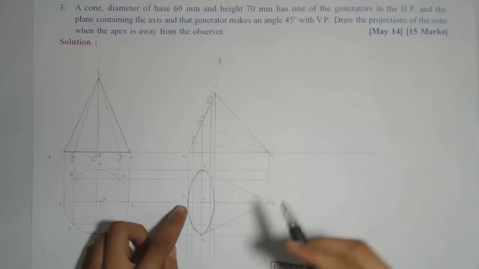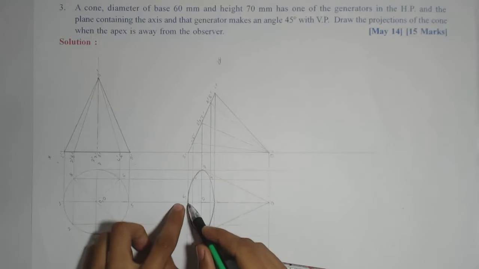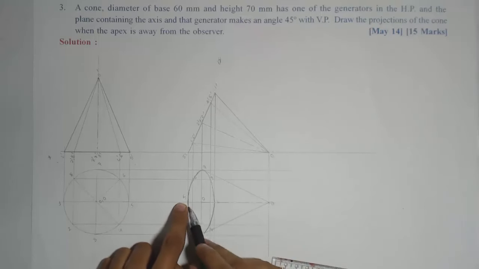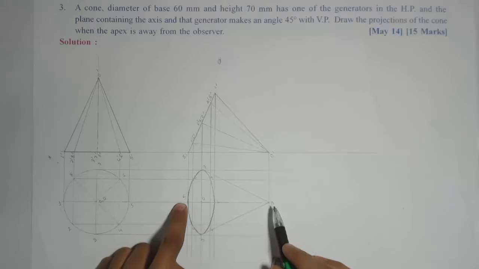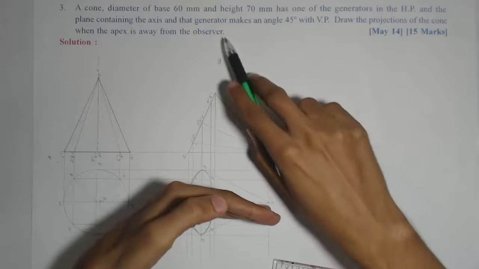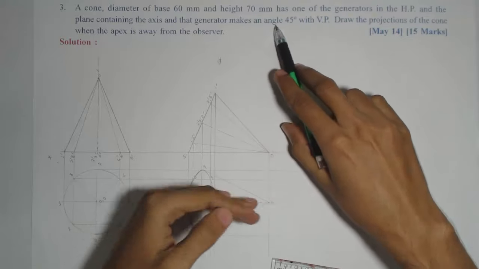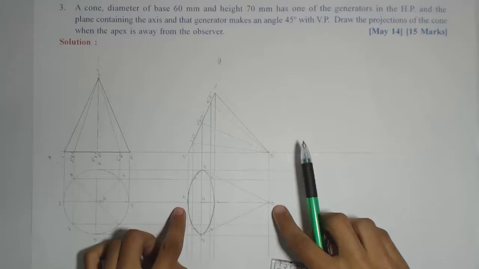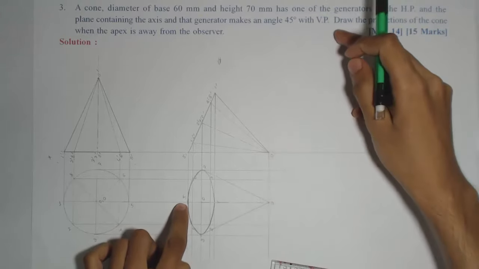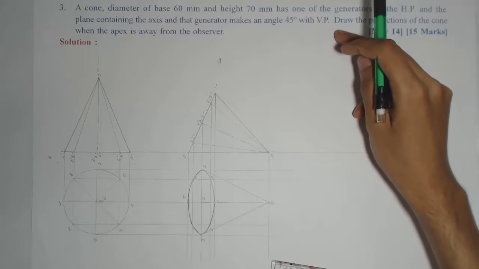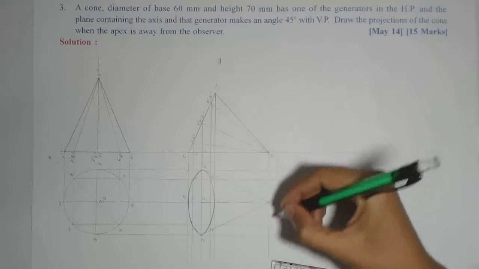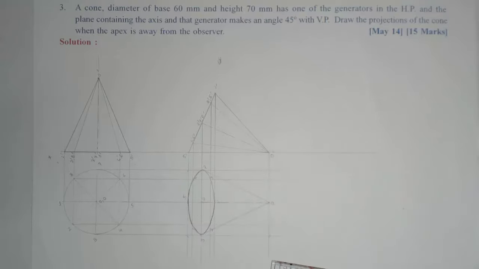So in the question they are talking about this line O2 5, because this line contains that generator O2 5 as well as the axis. So that line is nothing but the plane containing both the axis and the generator. So in the next stage we need to rotate this O2 5 line, inclined at 45 degrees to the VP. But while doing this, we will follow the rectangle method again, this rectangle.